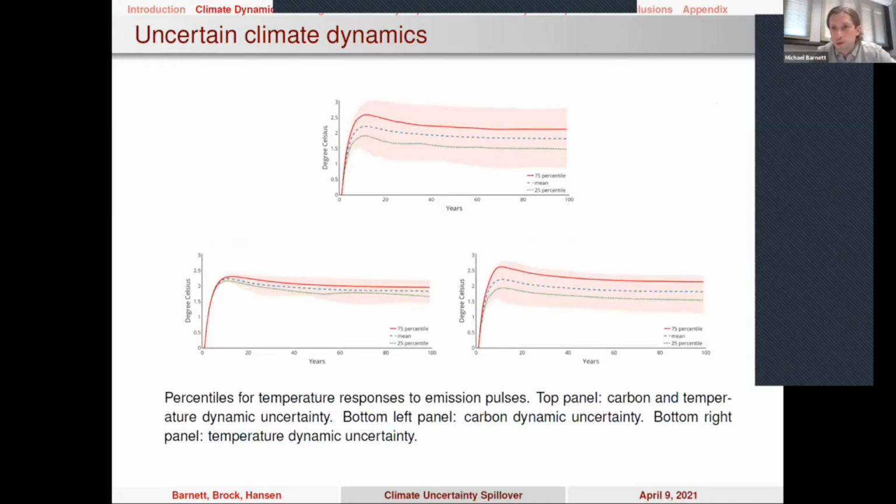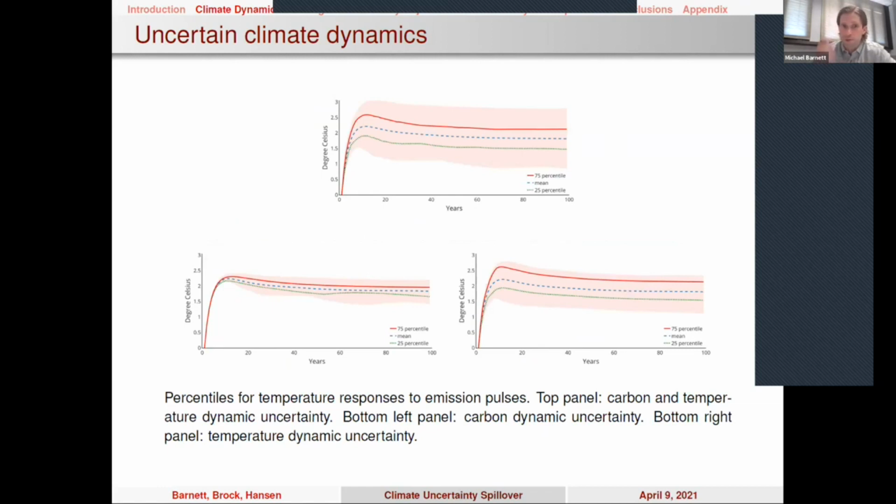To help you see what those are going to look like, here we have the outcomes of these pulse experiments where we're taking the pulses through the carbon dynamics and putting these through temperature equations. Now, the top figure is going to show the spread and the temperature responses across 100 years for all 144 models.